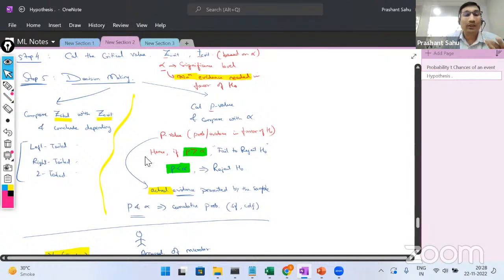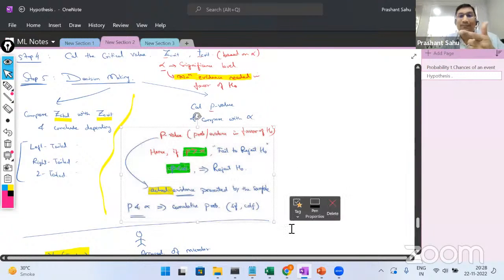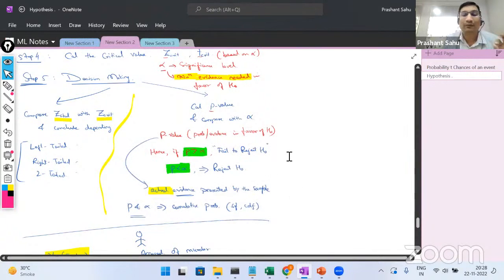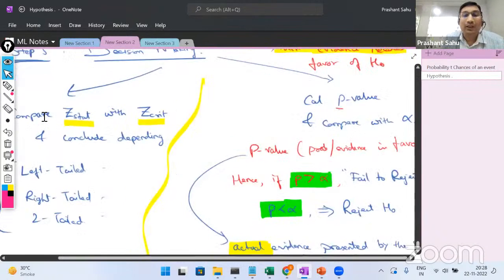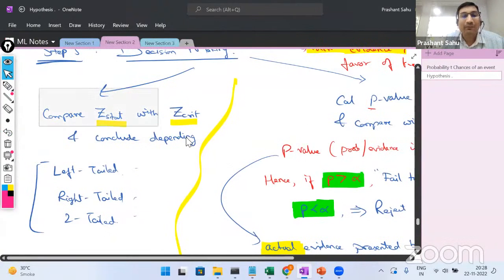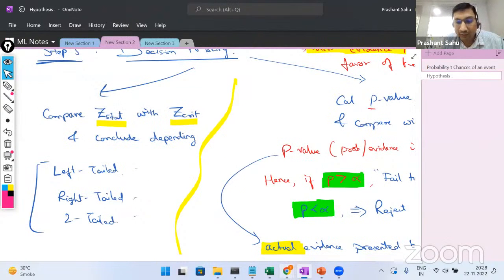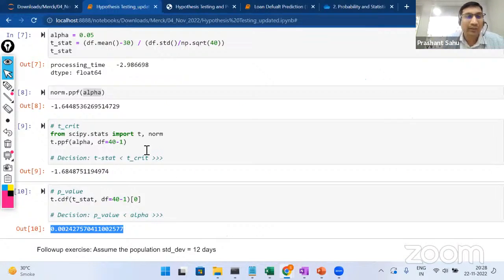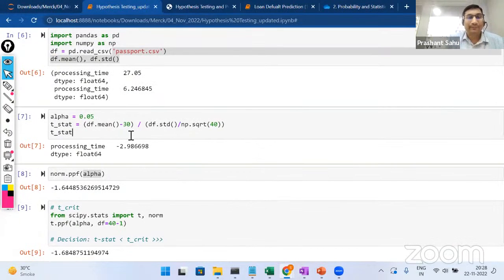Fine. So the decision making is very clear. All you have to do is just compare P with respect to alpha. The moment you have calculated the value of P, you will be able to compare that with alpha and immediately you have your decision. Why did we at all calculate the critical value? You can actually make your decision based on the critical value itself. That is also possible. So I can go back to the code and actually show you once again.